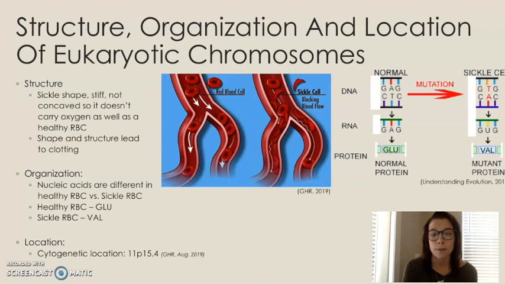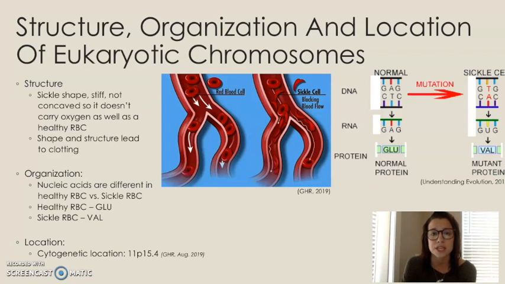So let's talk a little bit more about the structure, the organization, and the location of eukaryotic chromosomes now. So again, the structure, they are either sickle or crescent in shape. They're stiff, they're not concave, so they don't carry oxygen as well as a healthy red blood cell, as you can see in the middle diagram. And the shape and structure often lead to clotting due to such stiff hemoglobin molecules inside of the sickle cell, whereas in the regular healthy red blood cell, they are very, very flexible and not so rigid.